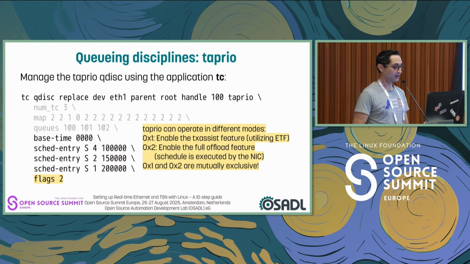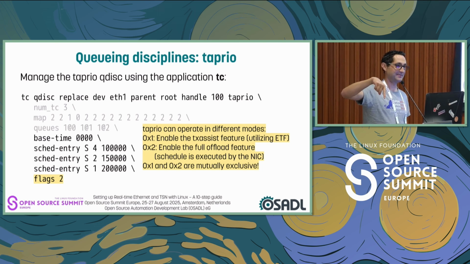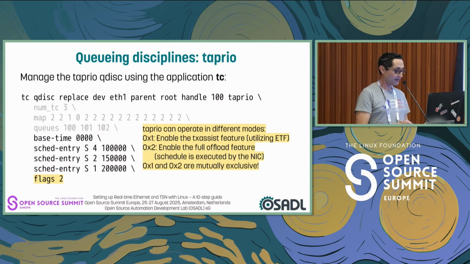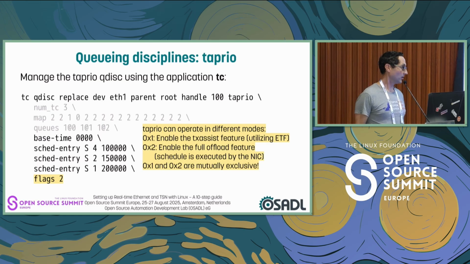If you're in the unlucky situation that you don't have that feature, you could use the so-called TX assist feature, which will then make use of ETF to put the schedule. So then if you're still a bit lucky, you might have a hardware that supports ETF, and then it's completely, once again, based on a system timer, right? Obviously, the flags here are mutually exclusive. So either you use TX assist or you use a schedule that is offered by your NIC. I think that's quite clear.